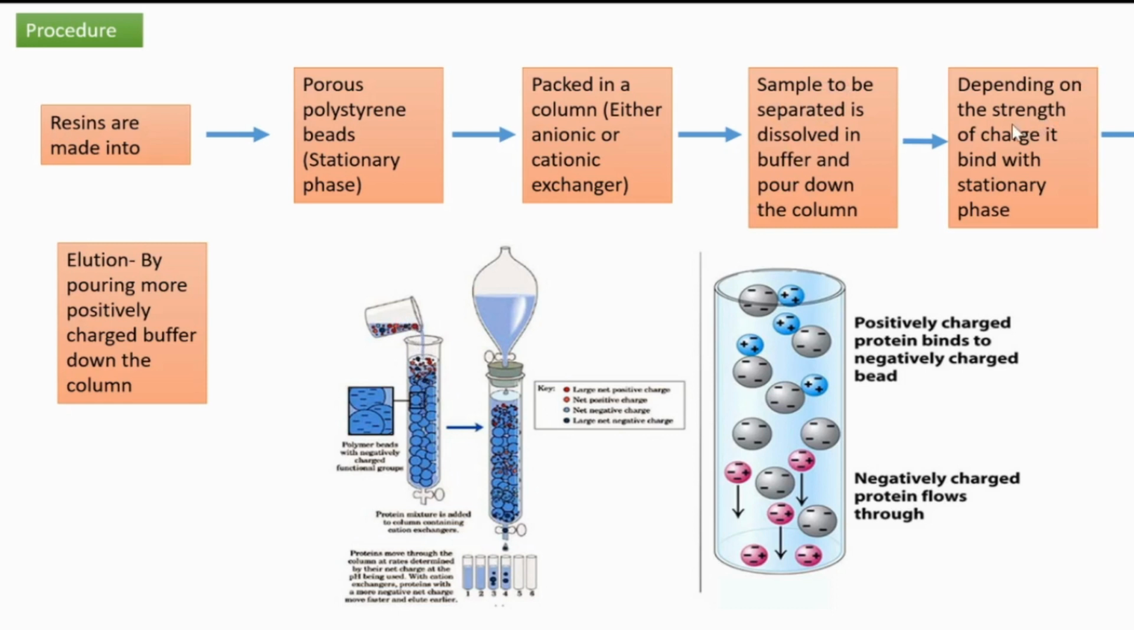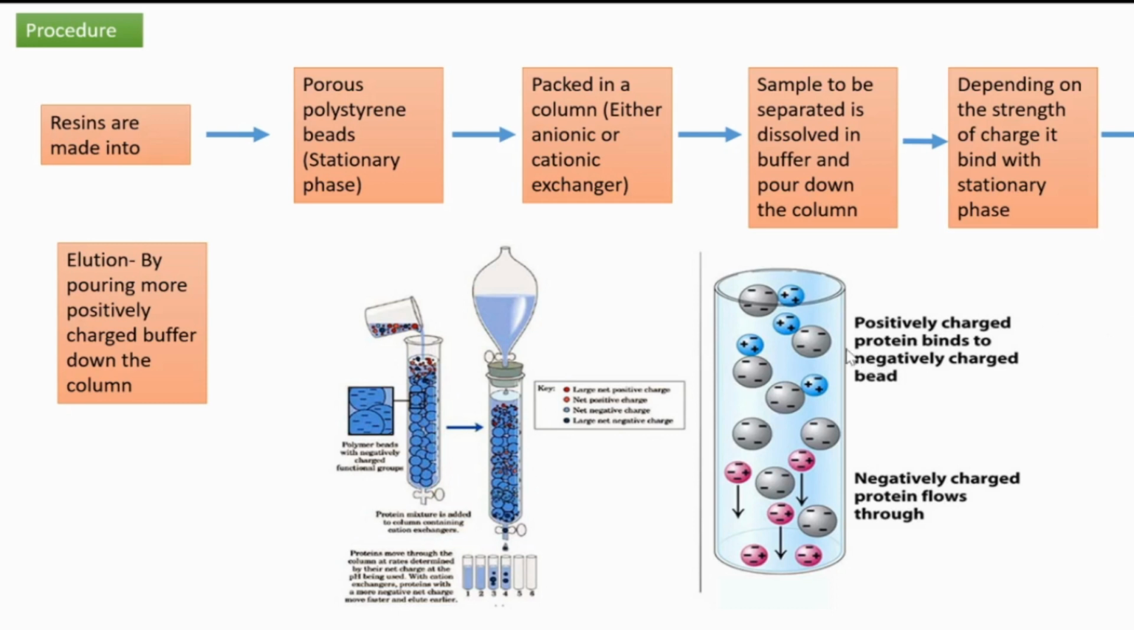And depending on the strength of the charge, if we consider that the column is filled with anionic beads, anionic beads means it is positively charged, so it can strongly bind with the negative. Those components in the mixture that have a high negative charge will strongly bind to this column, and those that have less negative charge will drain out.